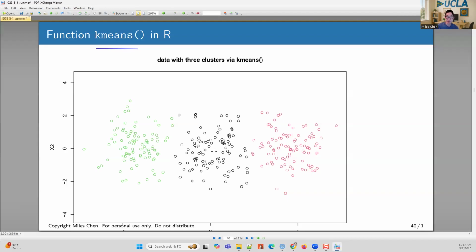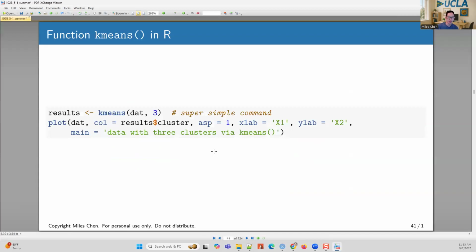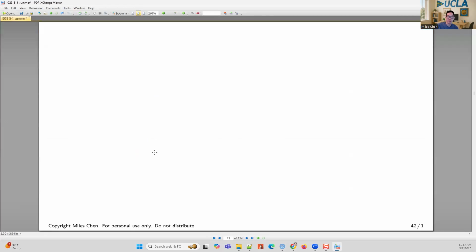Okay. With k-means, there's a few different options. One of them is just how many clusters you're going to search for. All right. And so here we said we're searching for three clusters. Okay. We just call k-means on our data frame, our matrix here, and we just say three. Now, this is assuming this has already been normalized. Okay. And it finds it there.